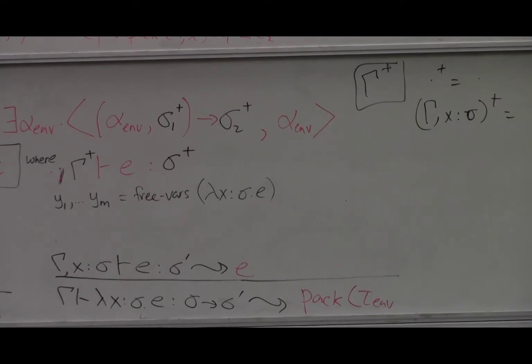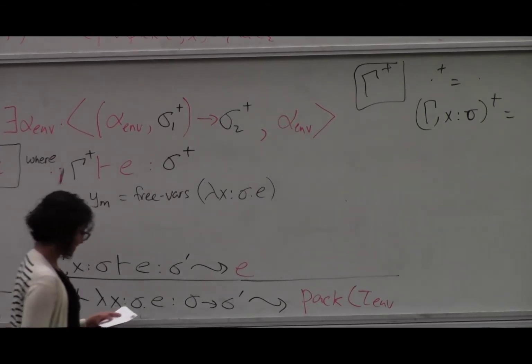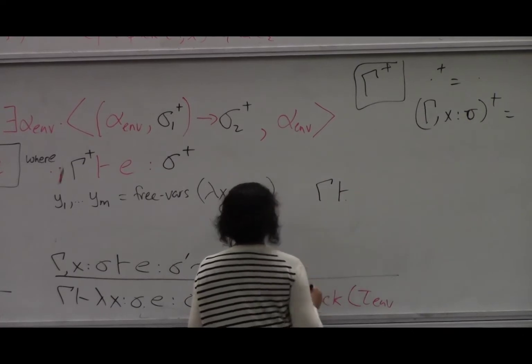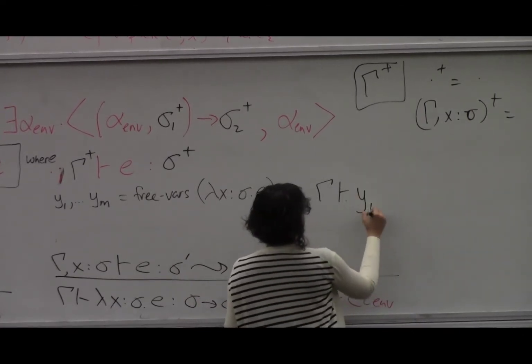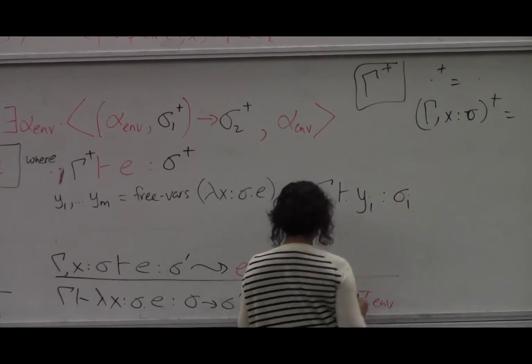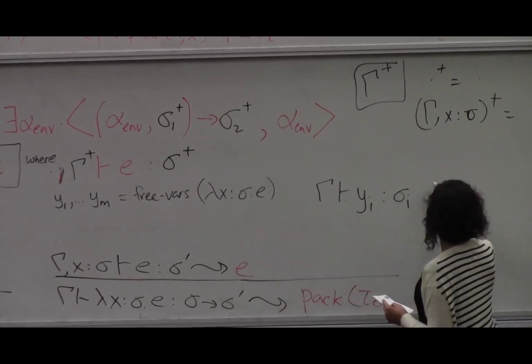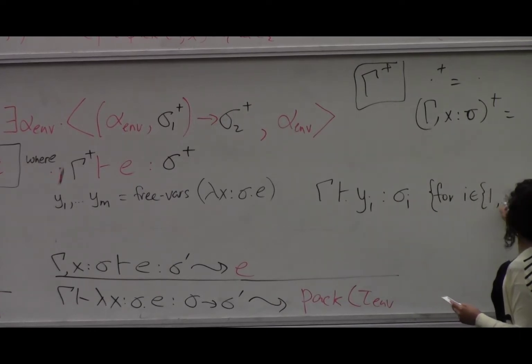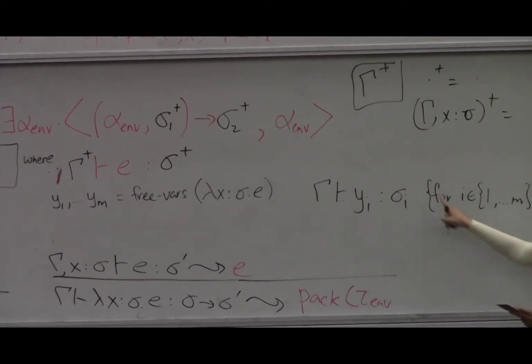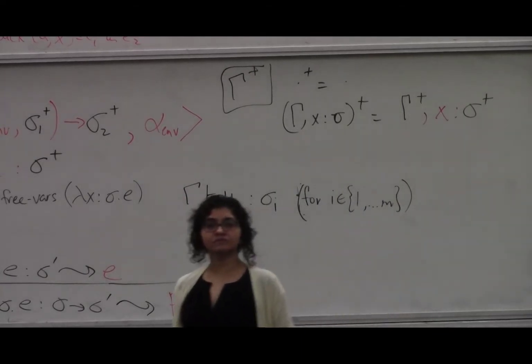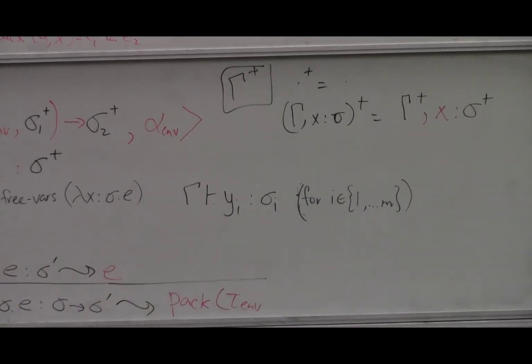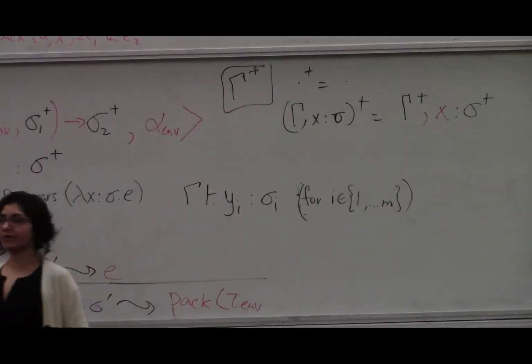Now, we're still not there yet. How do we figure out the type of tau env? We want to find out what the types of these variables are. What are the types of these variables? They better be in gamma. So we can say, assuming that these yi's have type sigma i's under gamma, for i in 1 through m. All right, so we have our free variables. We know their types. The types of all of the y1 through ym are sigma 1 through sigma m.